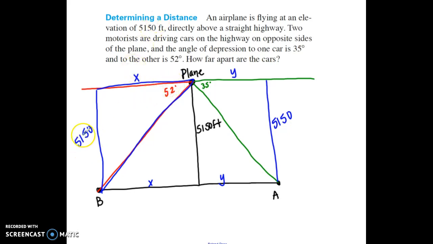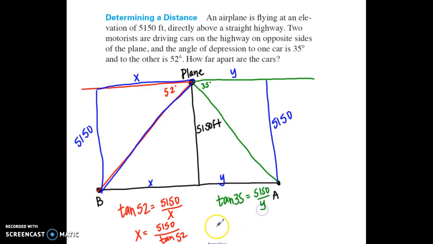We have the opposite side and we're trying to find the adjacent. So that means that we know that the tangent of 52 equals the opposite 5,150 over x. So that means x is going to equal 5,150 divided by the tangent of 52. And then over on the other side, this is our opposite and our adjacent. So in this case, the tangent of 35 equals 5,150 over y. So that means y is going to equal 5,150 divided by the tangent of 35. So we just need to figure out both of these.